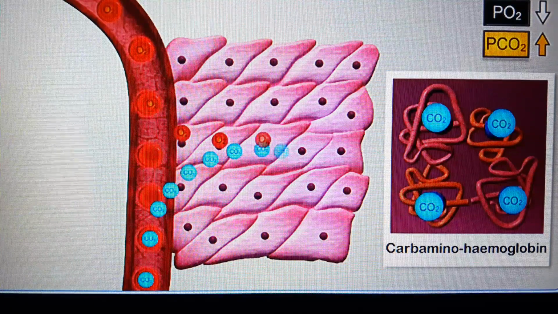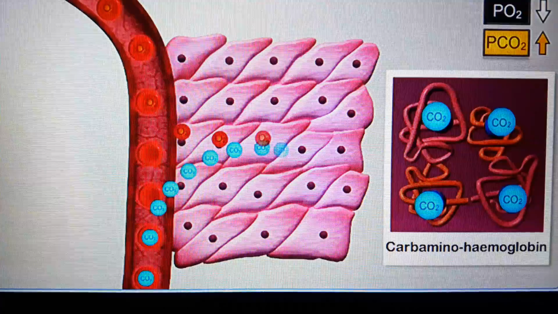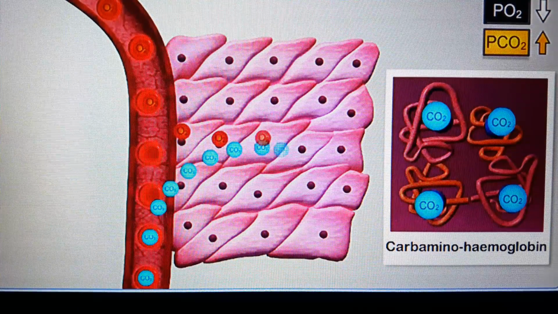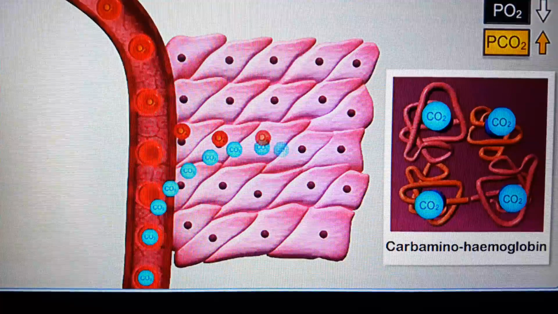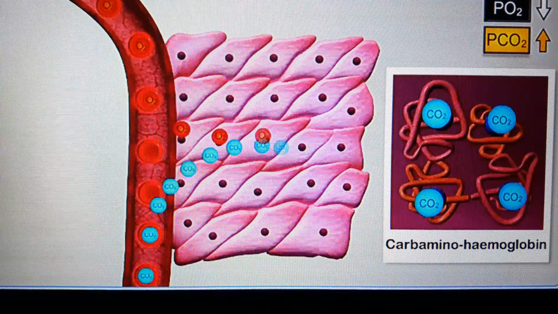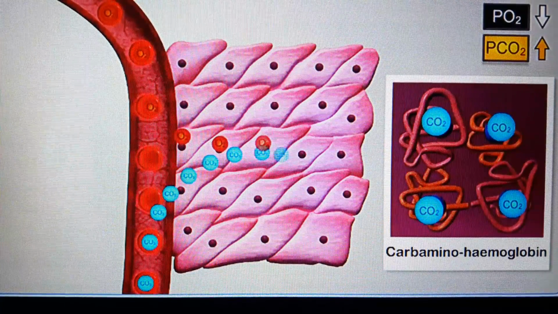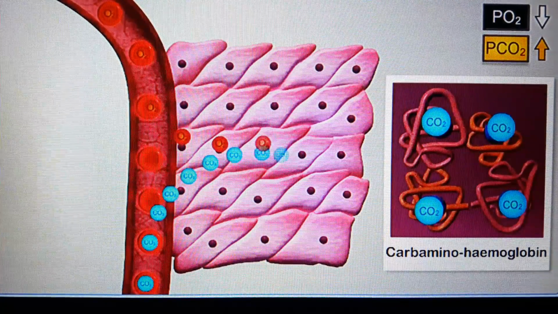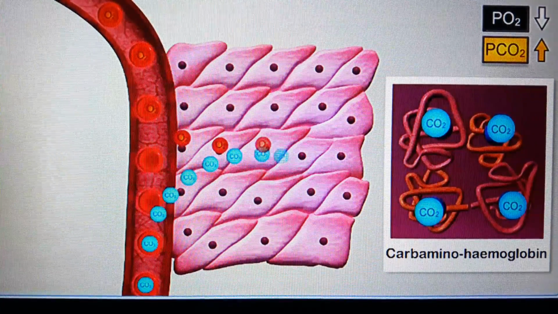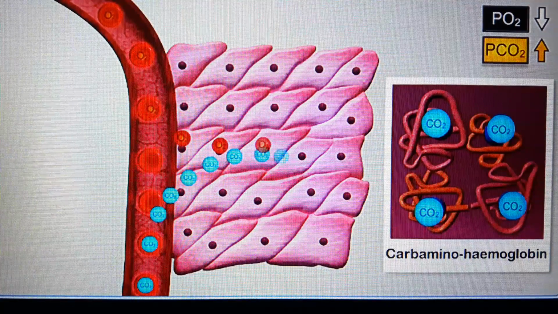When PCO2 is high and PO2 is low, as in the tissue, more binding of carbon dioxide occurs, whereas when PCO2 is low and PO2 is high, as in the alveoli, carbon dioxide is released. So, where is carbon dioxide transported and diffused? There are two sites of diffusion of carbon dioxide.